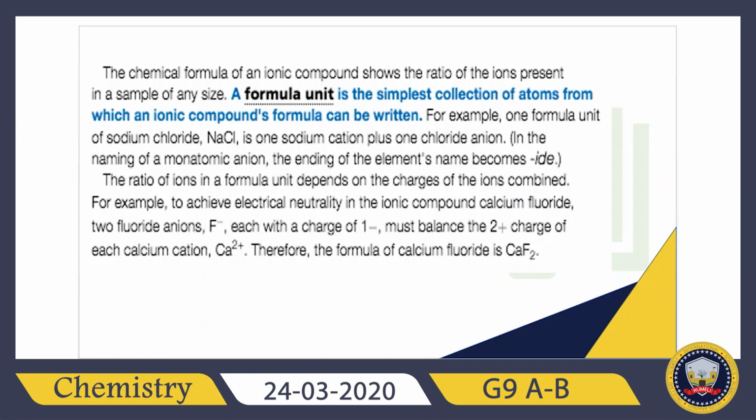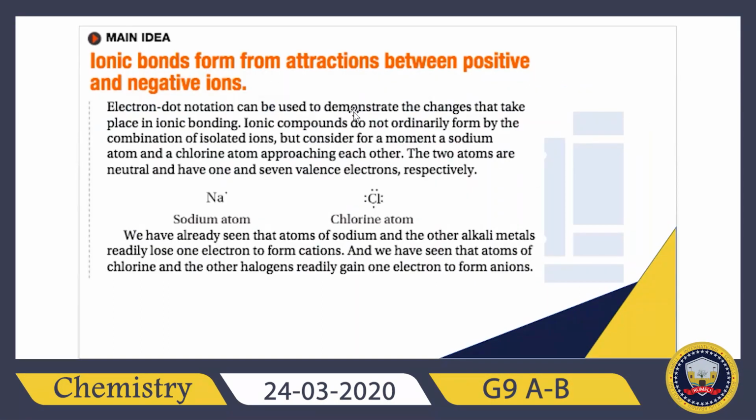Now, please focus on this. So let's continue. Now, the main idea here is what? Ionic bonds form from attractions between positive and negative ions. We took this. So in ionic bonding, there is what?